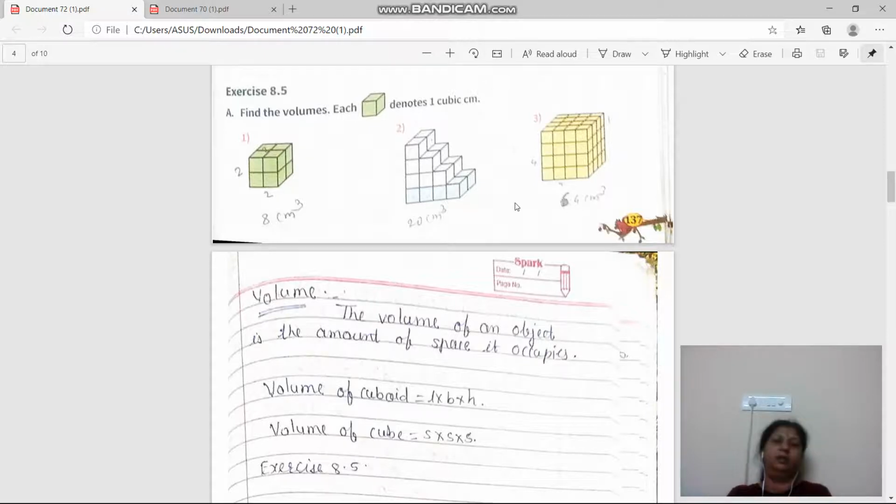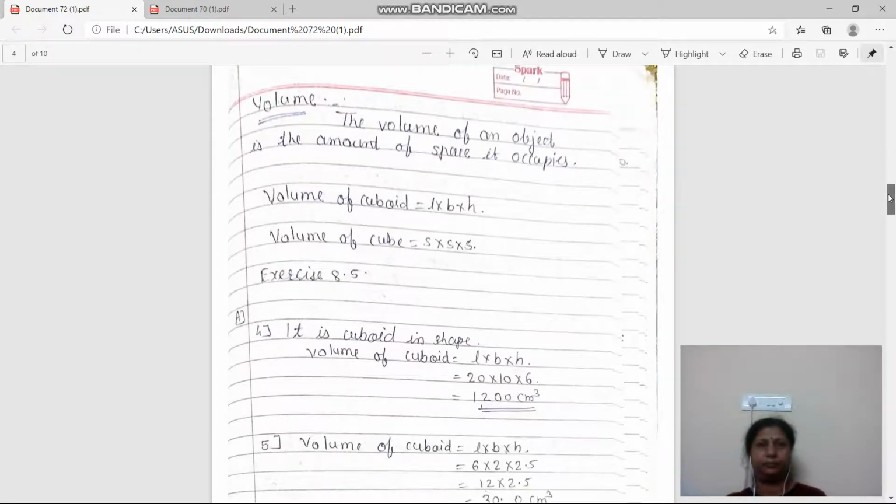Now we will see exercise 8.5. The volume of an object is the amount of space it occupies. The formula is volume of a cuboid is equal to L into B into H, and volume of cube is equal to S into S into S. Now let's see exercise 8.5, volume of cuboid.